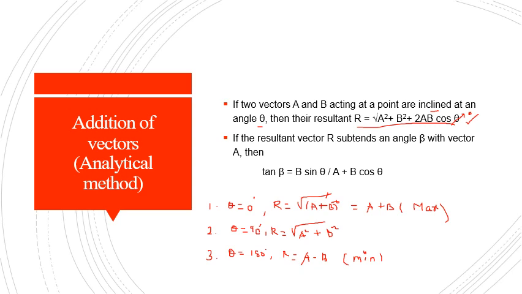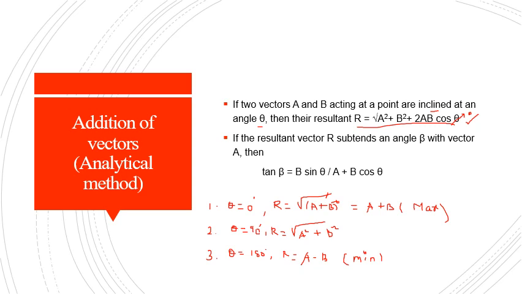So what we saw is addition of vectors by the analytical method. What is the analytical method? If you are considering the angle of inclination between the two vectors, what will be the resultant magnitude and the resultant direction? The magnitude is R equal to square root of A squared plus B squared plus 2AB cos theta. And the direction is beta equal to tan inverse of B sin theta divided by A plus B cos theta.